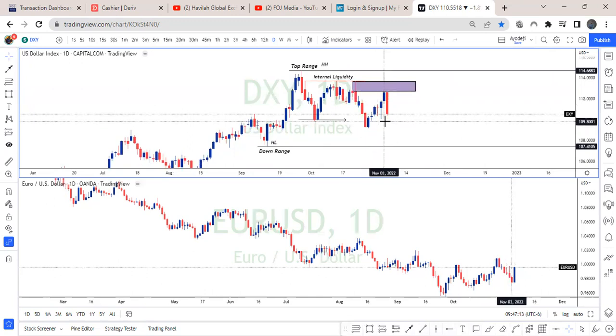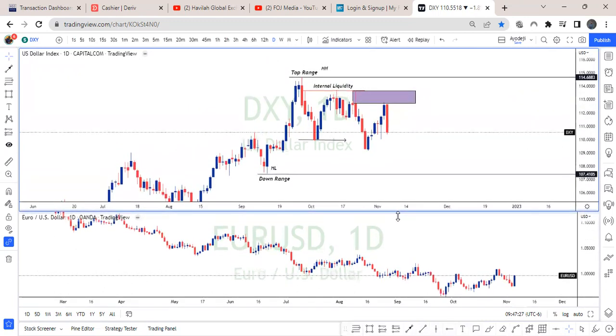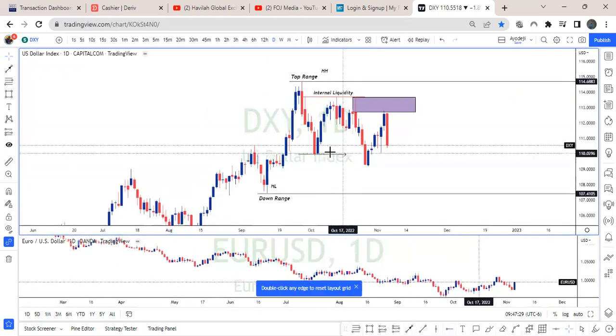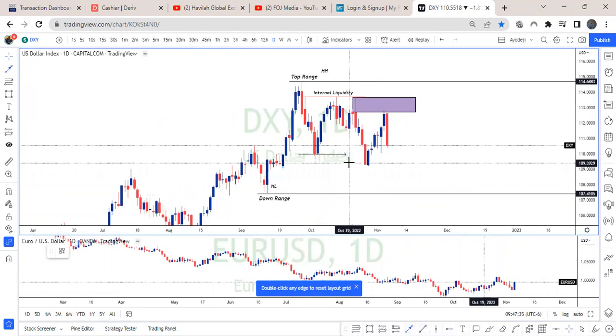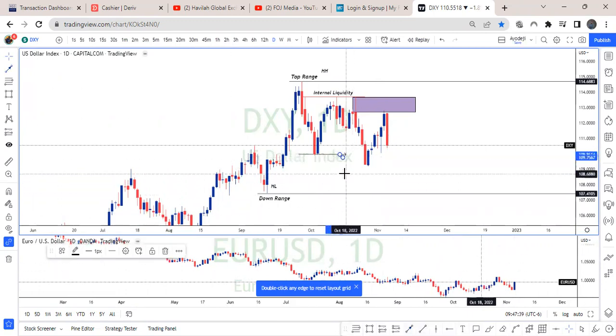The last FOMC, I think it was on Friday, tanked DXY. I feel, this is just me now, I'm not a market maker like I usually say, that price is likely, this is an external internal liquidity, price is likely to come and also take out this internal liquidity. So we are done with breakout structure.